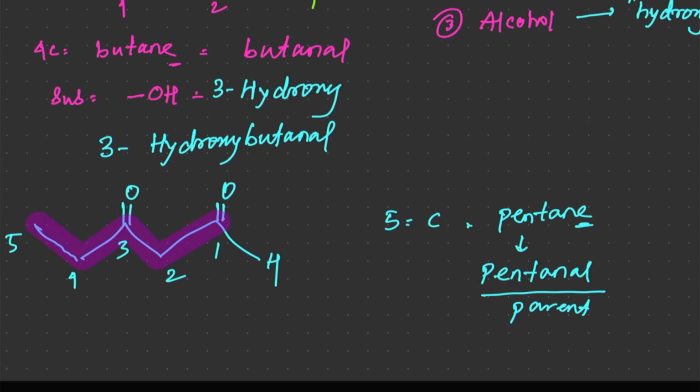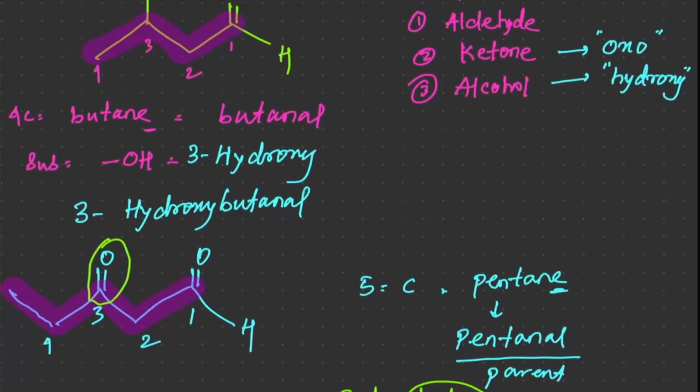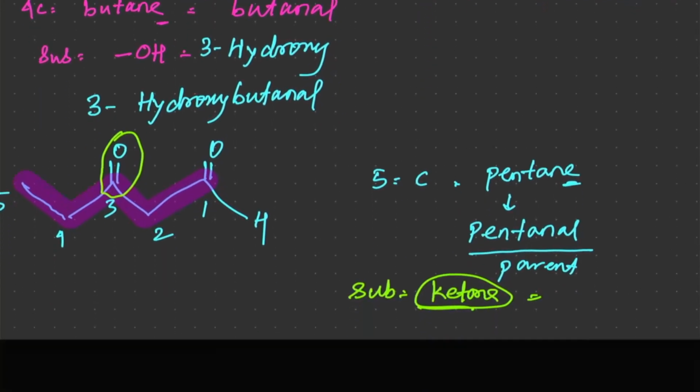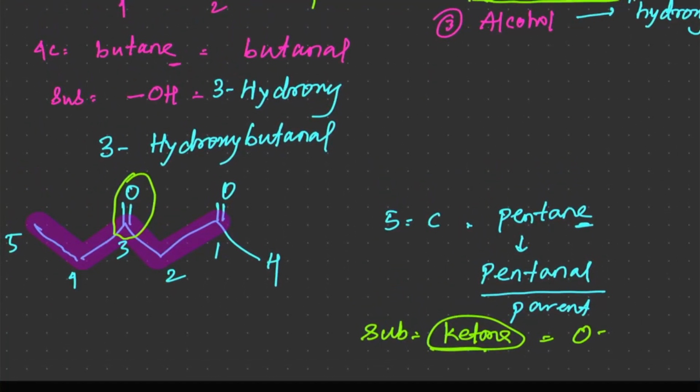And who is your substituent this time? Our substituent is a ketone. The ketone functional group is a substituent. So what is the name? When ketone is acting as a substituent, the name is oxo. What is the location of oxo? 3. We cannot number the other way around, because you have to give the aldehyde, the highest priority functional group, the lowest possible number.